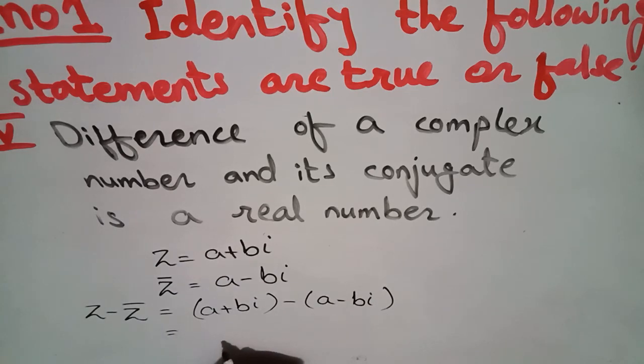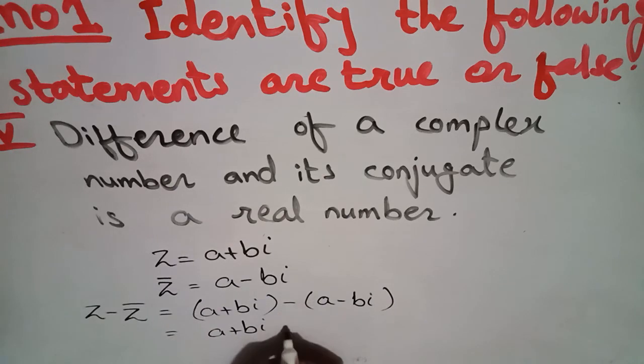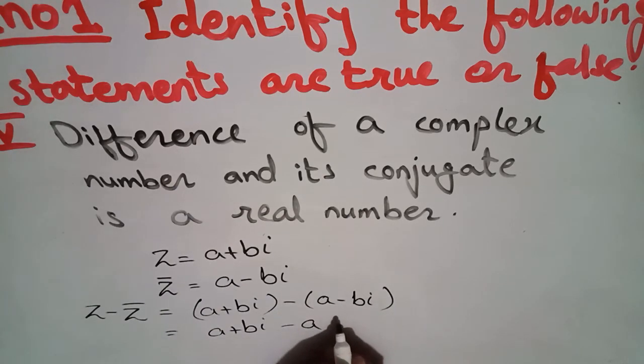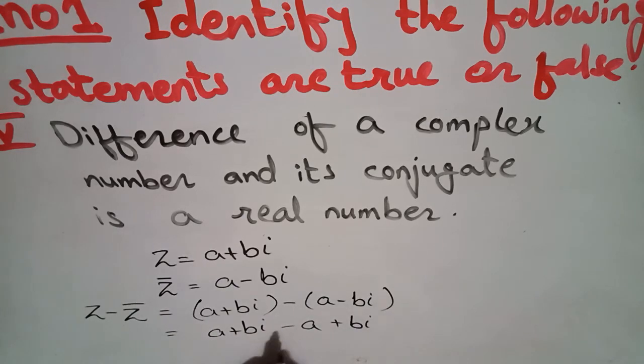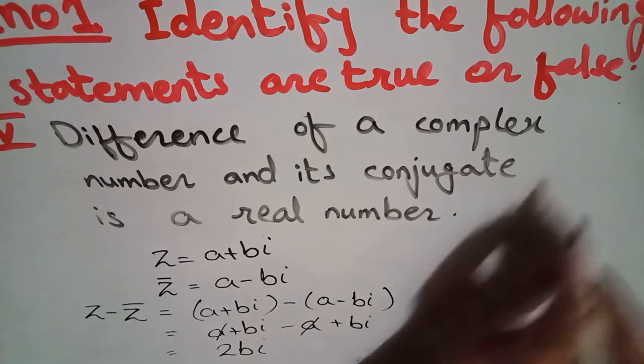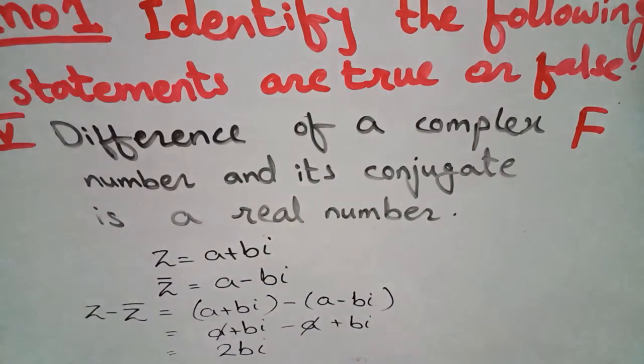and by simplifying it, a plus b iota minus a minus b iota: multiplying both quantities, minus times minus gives plus, so minus minus b iota becomes plus b iota. The real number a will cancel with this one, and we get 2b iota here. So it is not a real number, it is a complex number because the iota is written with this number. So this statement is false. You can write here the false statement.